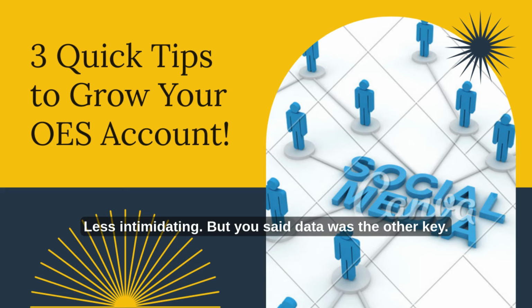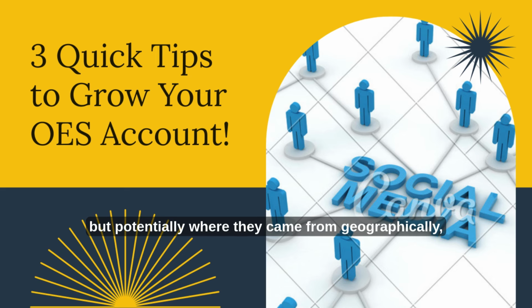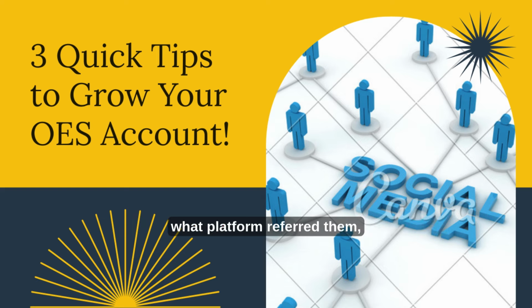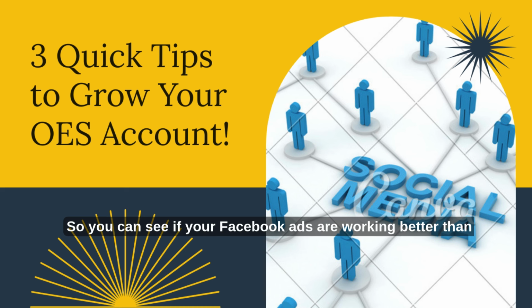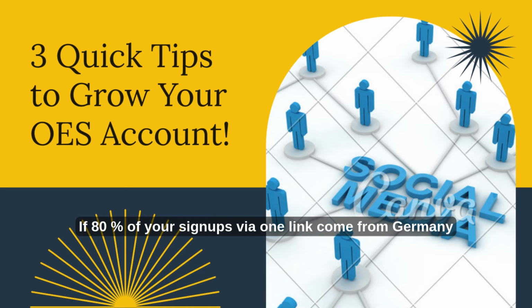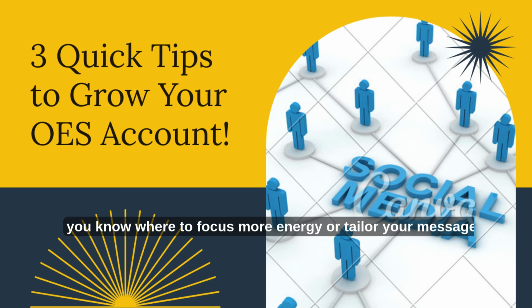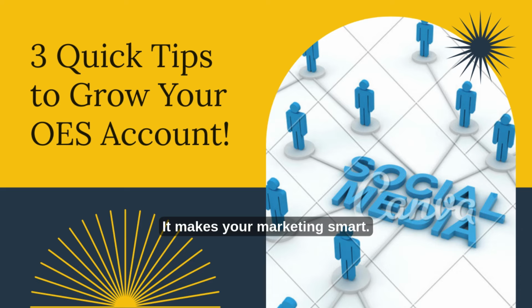But you said data was the other key. Yes, this is huge. OTRIM has built-in analytics. It doesn't just tell you how many clicks, but potentially where they came from geographically, what platform referred them, maybe even conversion behavior down the line. So you can see if your Facebook ads are working better than your LinkedIn posts or if you're getting traction in a specific country. Exactly. It gives you intelligence to optimize your promotional efforts and budget. If 80% of your signups via one link come from Germany on LinkedIn, you know where to focus more energy or tailor your message. It makes your marketing smart. Trackable, professional links via OTRIM.